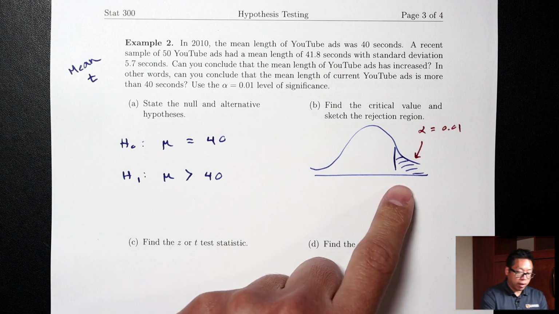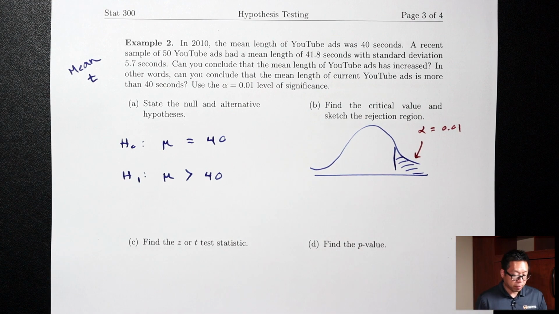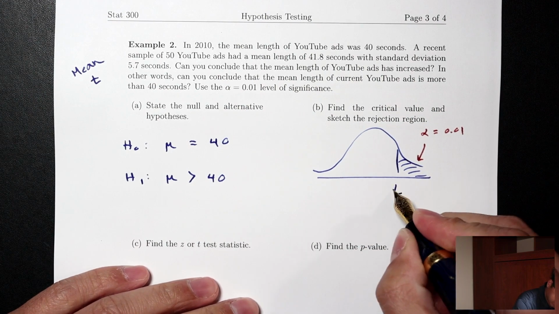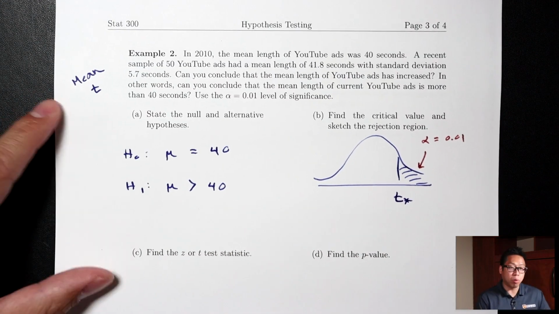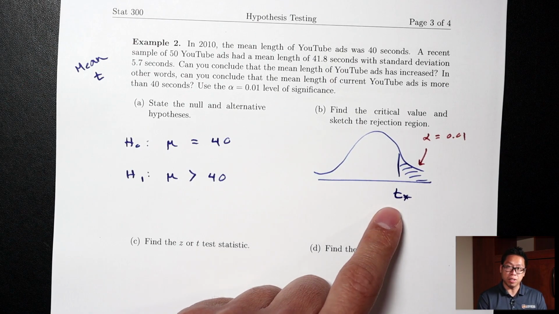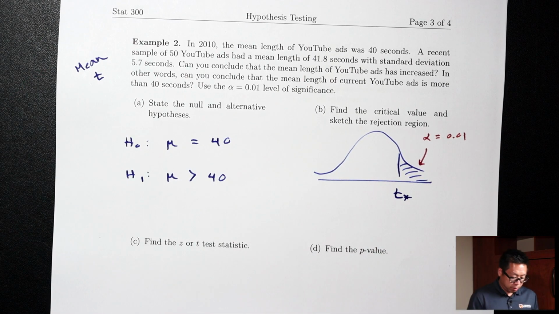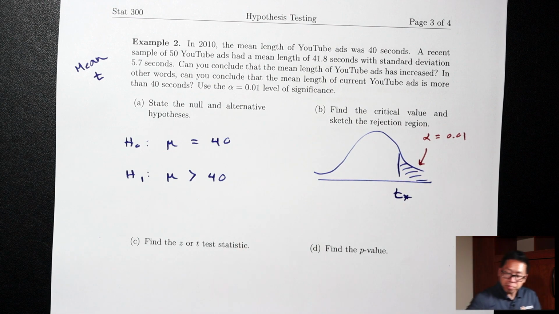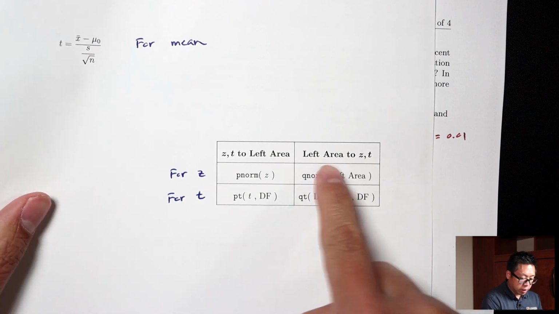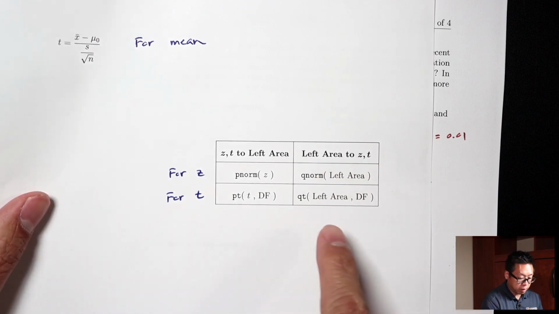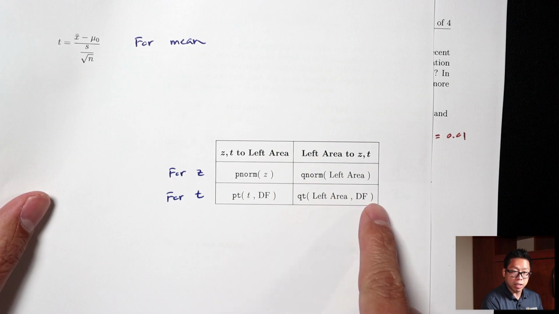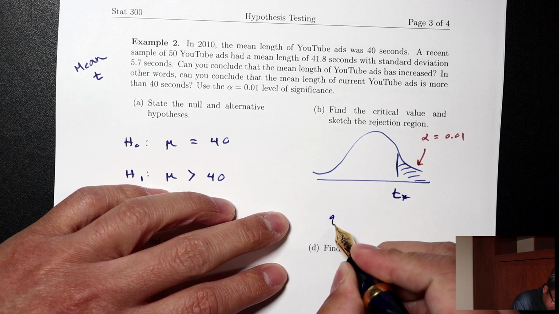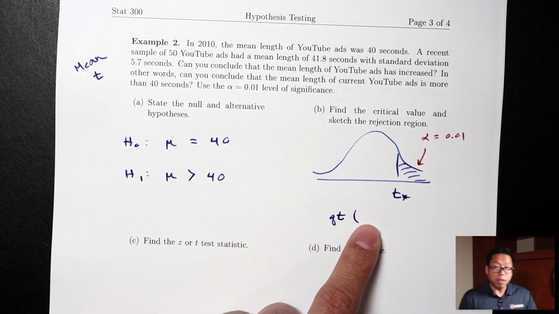Your job is to find either the z star or the t star. Because we're talking about means, we're looking for a t star here. If this were a proportion question, you'd be looking for a z star. So this is basically an area to t question. For the t situation, it's going to be qt of left area, df. So we're going to do qt of left area, df.